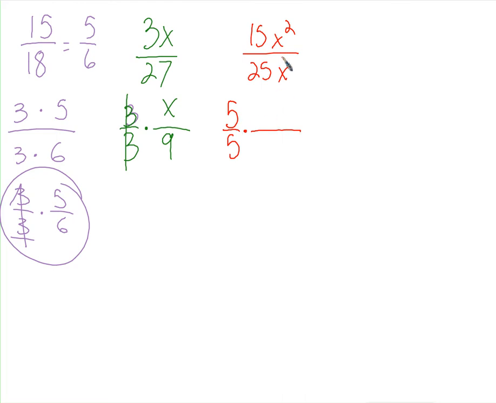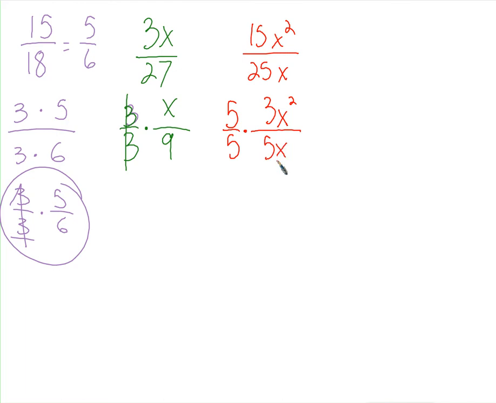Can we do 5 times something to give us 15x squared? 3x squared. You need that x squared, okay? Maybe we could do something with the x's in a minute. What about here in the denominator? What could we put here so that 5 times that thing is 25x? 5x.